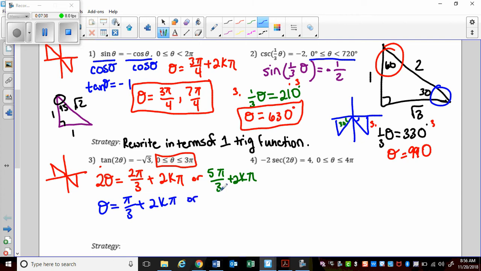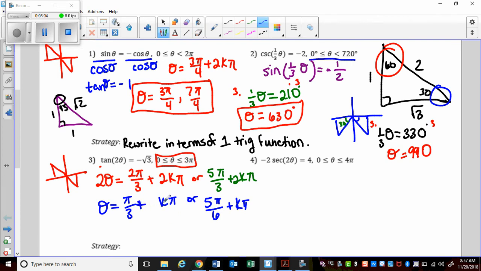Or if I divide this one by 2, I'm going to get pi over 6, or 5 pi over 6. I can't divide the side by 2. So 5 pi over 6 plus, this is going to be just k pi. And this one also was just going to be k pi. We're dividing everything by 2.